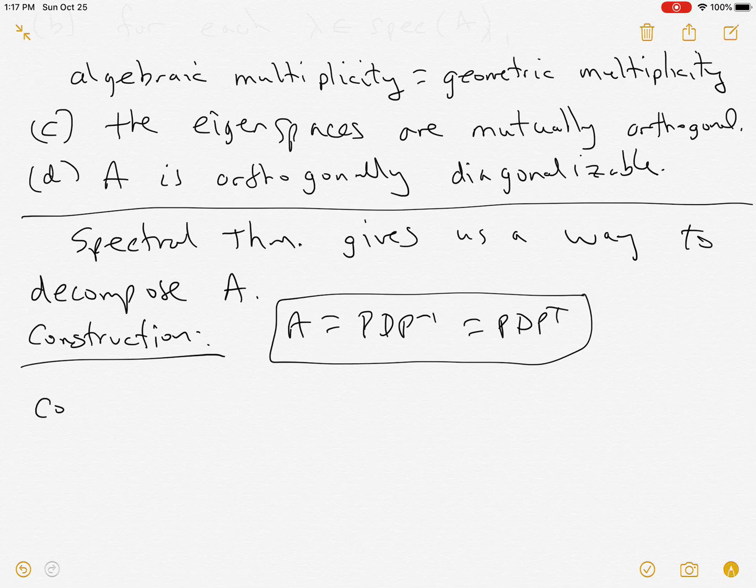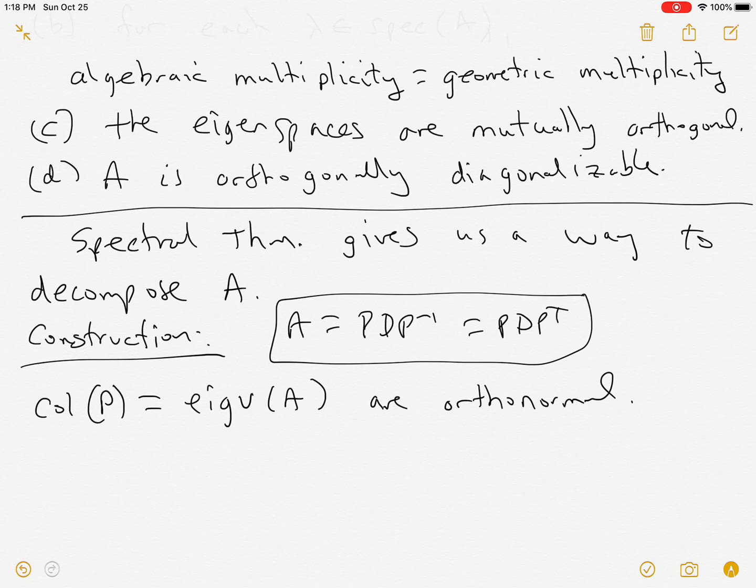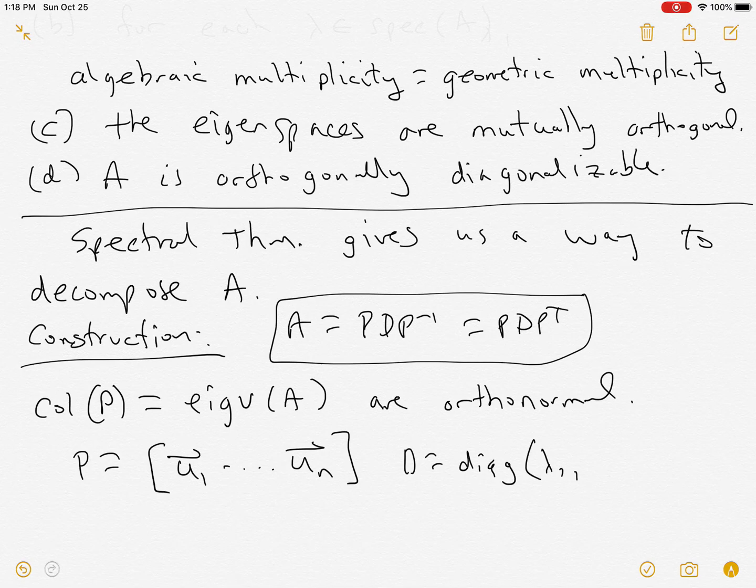Now we know that the columns of P are equal to the eigenvectors of A, and they are orthonormal. Okay. So in particular, we're going to write P as U1 down to UN, where U1 to UN is the basis for Rn, and they're all eigenvectors corresponding to distinct real eigenvalues in A. And D is going to be a diagonal matrix loaded with the eigenvalues.